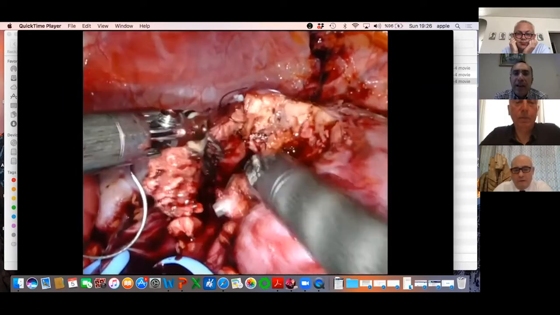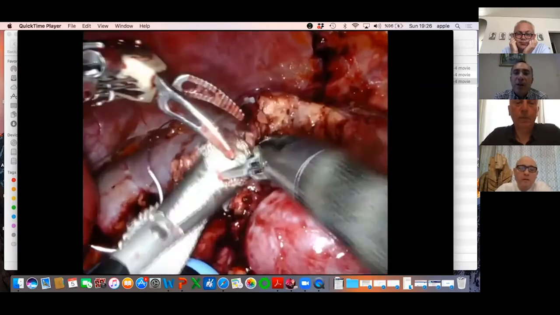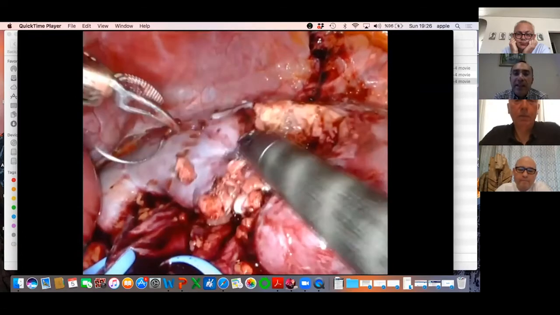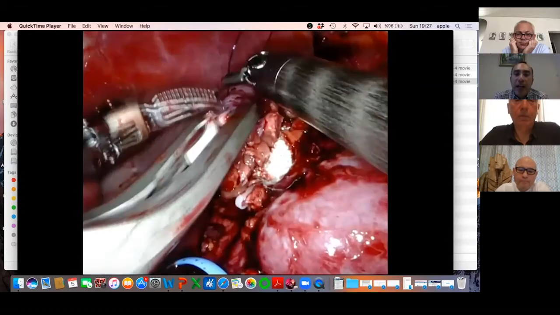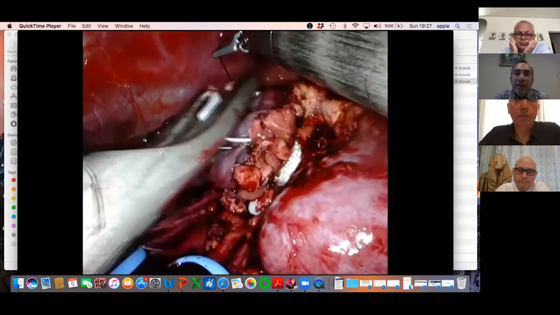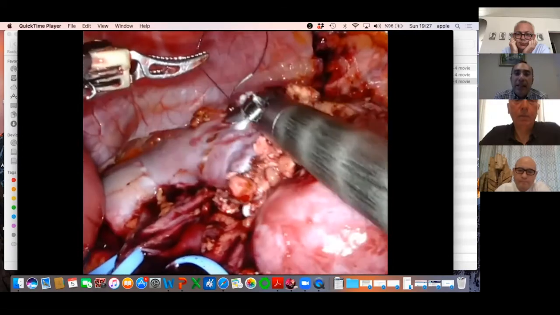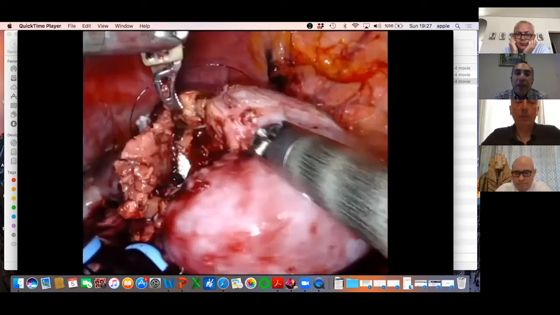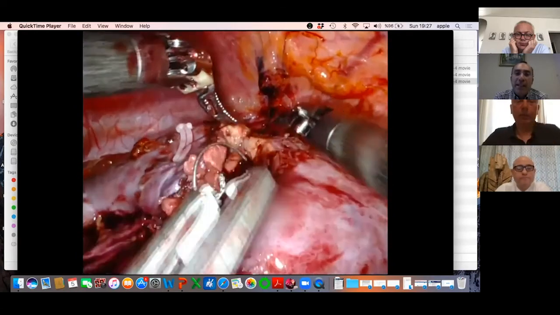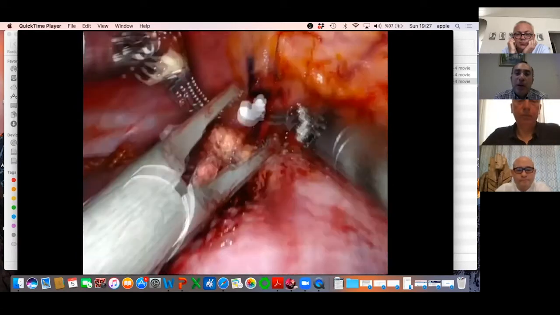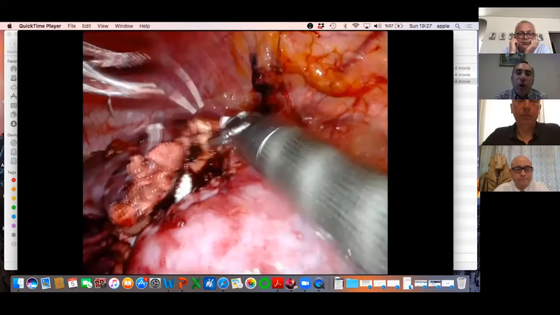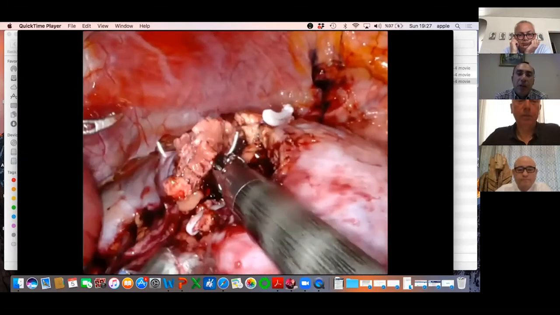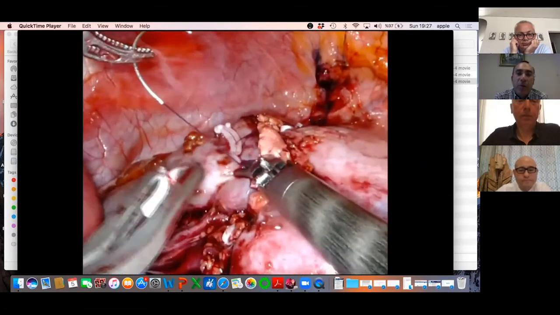And I apply Hem-o-lok clips on both sides of the renorrhaphy. In order to fill the defect, for this case, I used a Surgicel mass that fills the defect, and then I continue performing the renorrhaphy. And again, on both sides, I asked my assistant surgeon to apply Hem-o-lok clips that hold and close the defect nicely. So the renorrhaphy is almost completed.